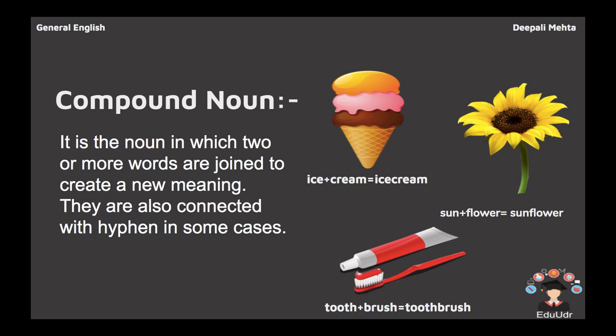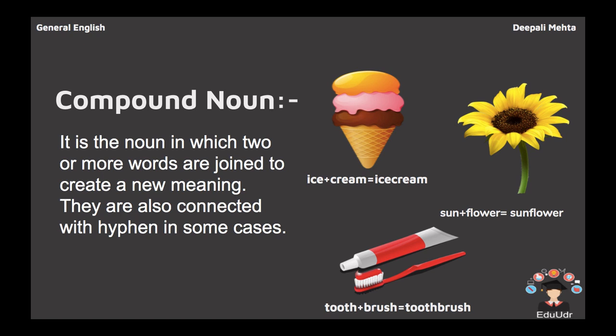Ice cream. Similarly, sun plus flower, sunflower. Tooth plus brush, toothbrush. Whenever we add two or more than two words to give an entirely new meaning, we say it is a compound noun. Now they are also connected with a hyphen in some cases. For example, son-in-law. Son is a different word, in and law. Whenever we add them, it becomes a new word.